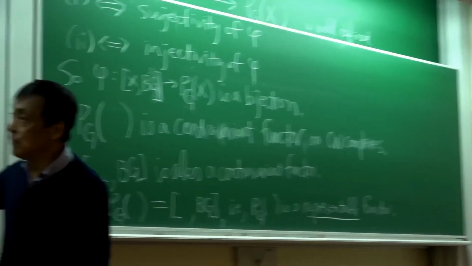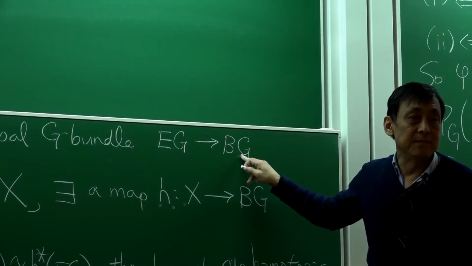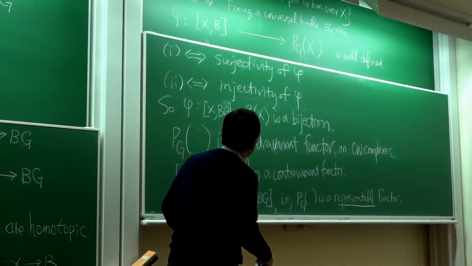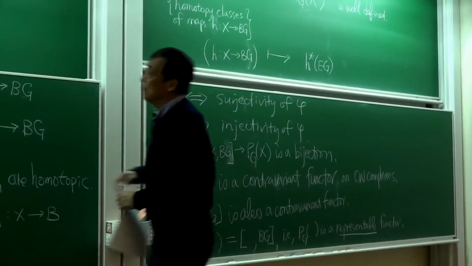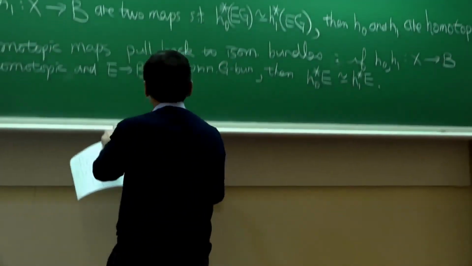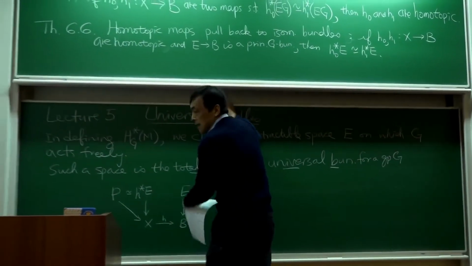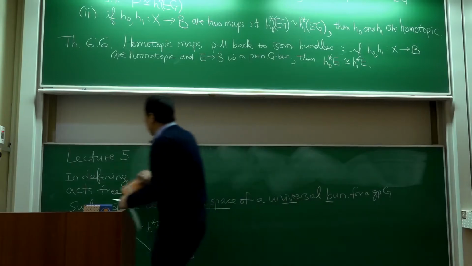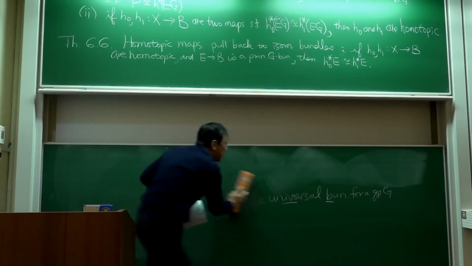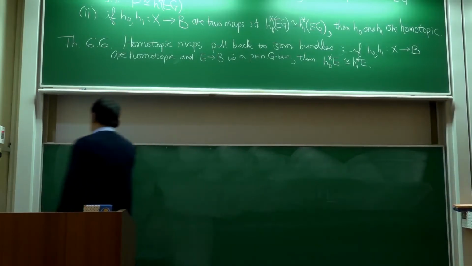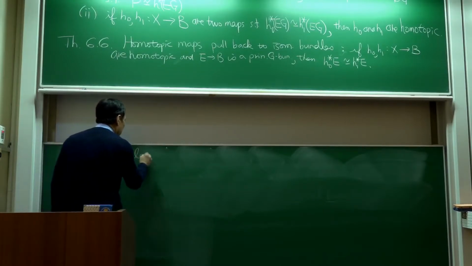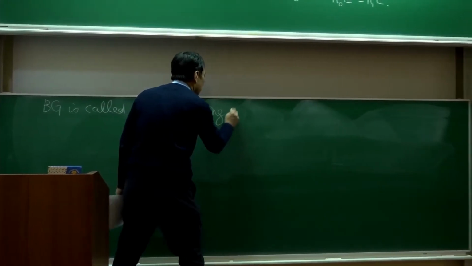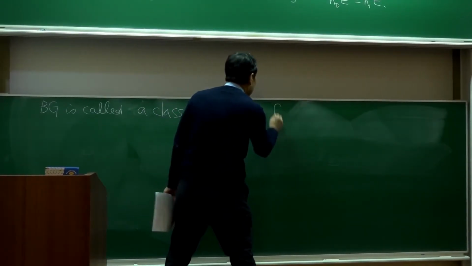So this space, BG, is very important, and it's called the classifying space of G, because it classifies principal G bundles. So BG is called a classifying space for G.